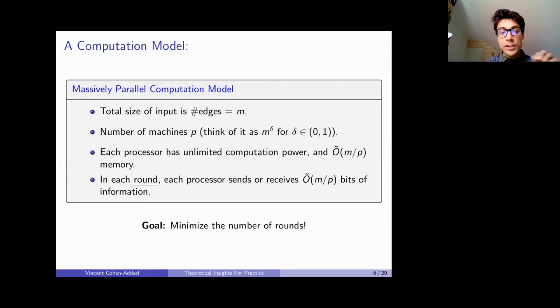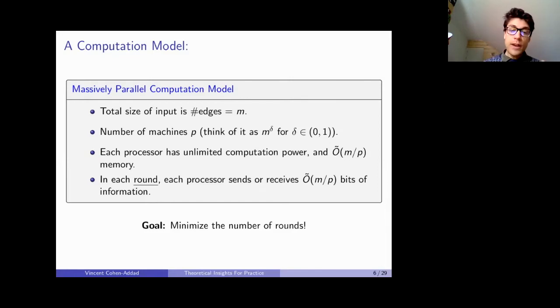And I give each machine unlimited computation power, so you can solve an NP-complete problem there, whatever you want. It's fine. But the issue is that they have only M over P memory. They don't have that much memory. They can't store the whole input. And so to solve the problem, you will need the machines to communicate, to exchange information.